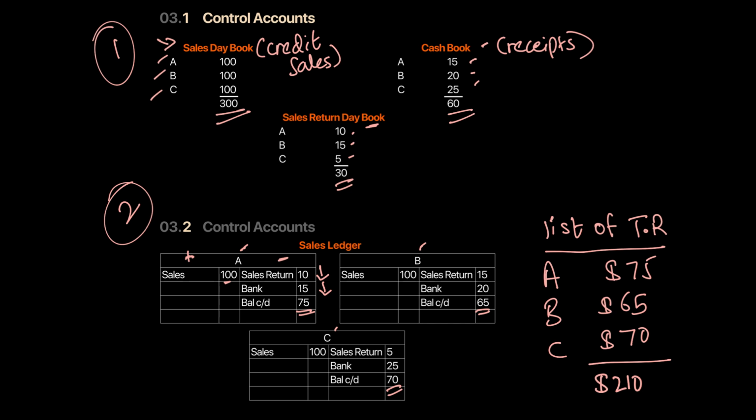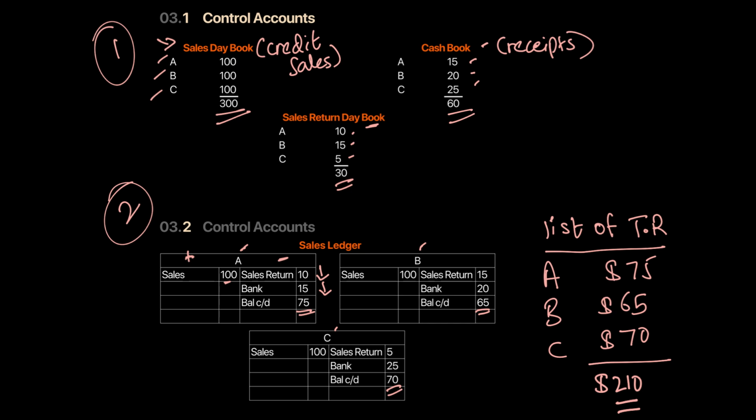Now what the firm has to do is verify this number. They have to see whether this number is correct or not. Remember, a real firm would have hundreds of trade receivables. So if there is any error, it means that your total trade receivable figure would be wrong, and then that incorrect figure would go to the trial balance.